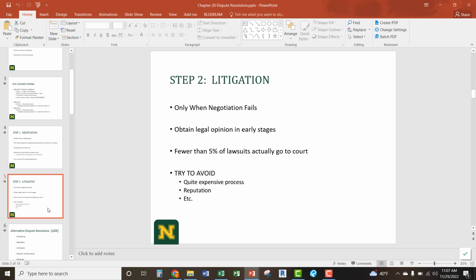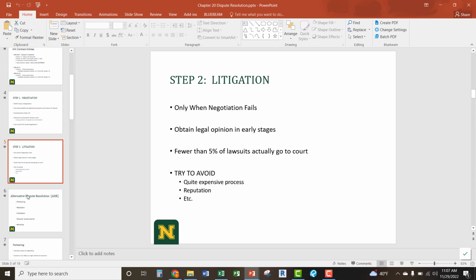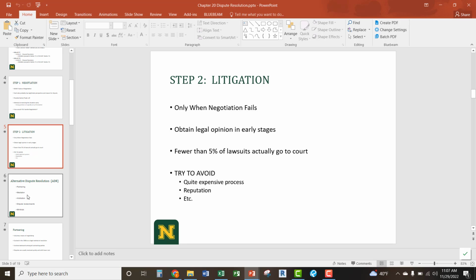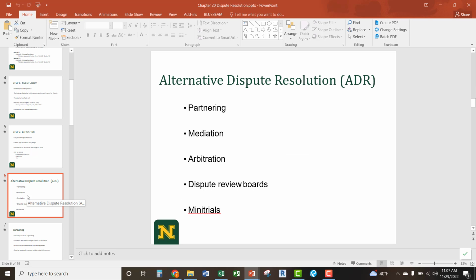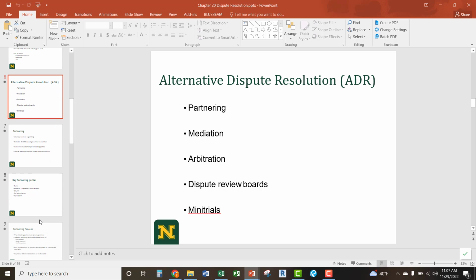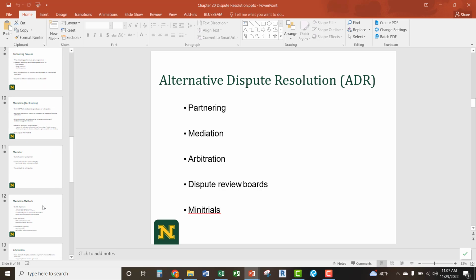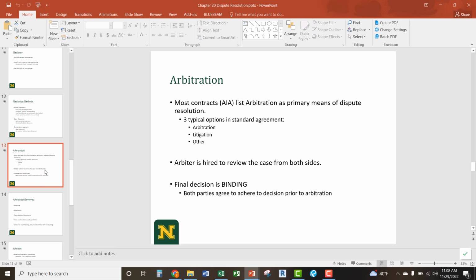Step two, obviously, then we'd have something like litigation. That's when everything else fails for the most part. There are a lot of different alternative dispute resolutions: partnering, mediation, arbitration, review boards, mini trials. I'm not going to go through most of this because I'll let you read through it, but mediation and arbitration are a big deal because in your contract, arbitration is the primary means of dispute resolution.